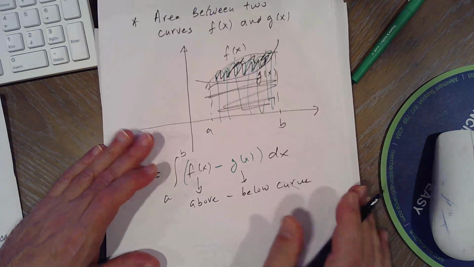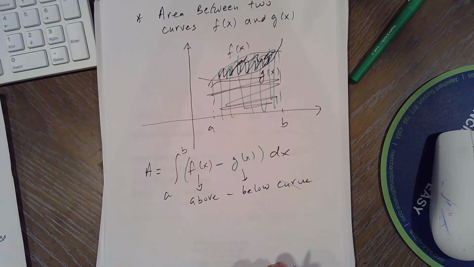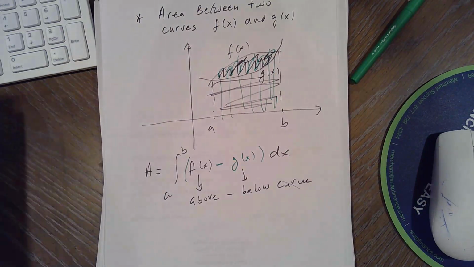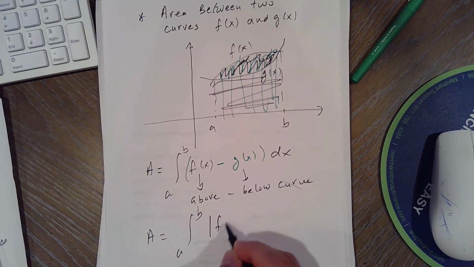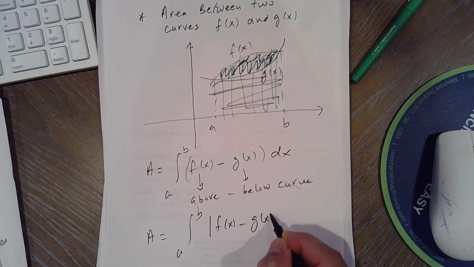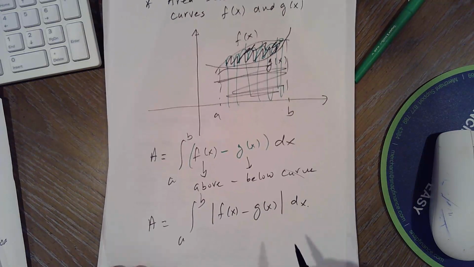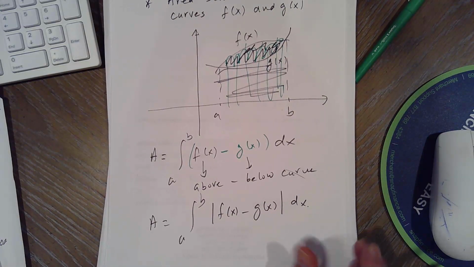And if we're not sure what's above and what's below, then we do the subtraction and absolute value. So it would be the integral from a to b of the absolute value of f of x minus g of x. It doesn't matter which one is f, which one is g, if you're not sure about which one is above and which one is below.